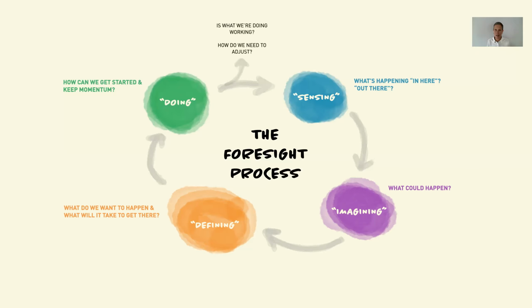And then, like all good processes, we have to ask, is this stuff working? And if it's not, do we need more sensing? Do we need more imagining? Have we defined things improperly? Are we not focusing on that flywheel of success, getting momentum to get things done? So that's the 4-phase foresight process that we use.